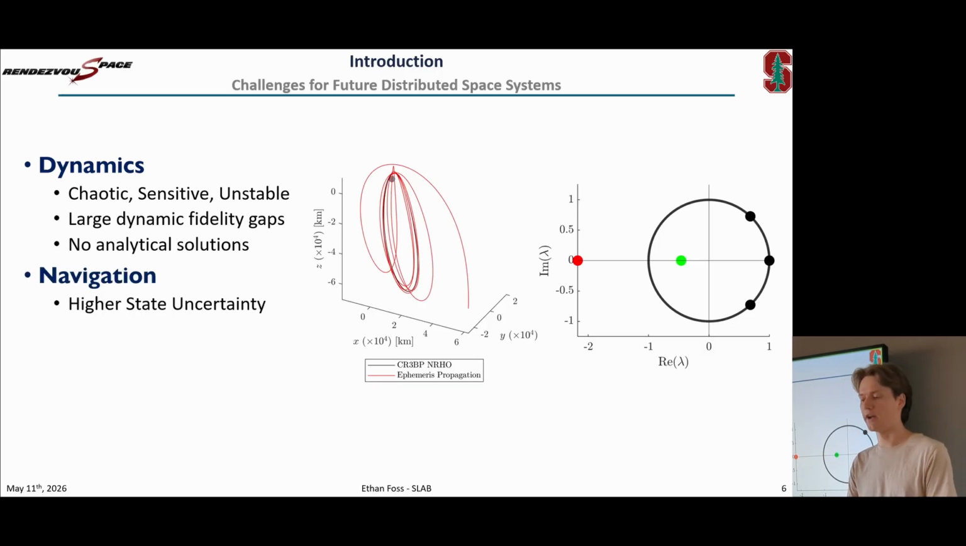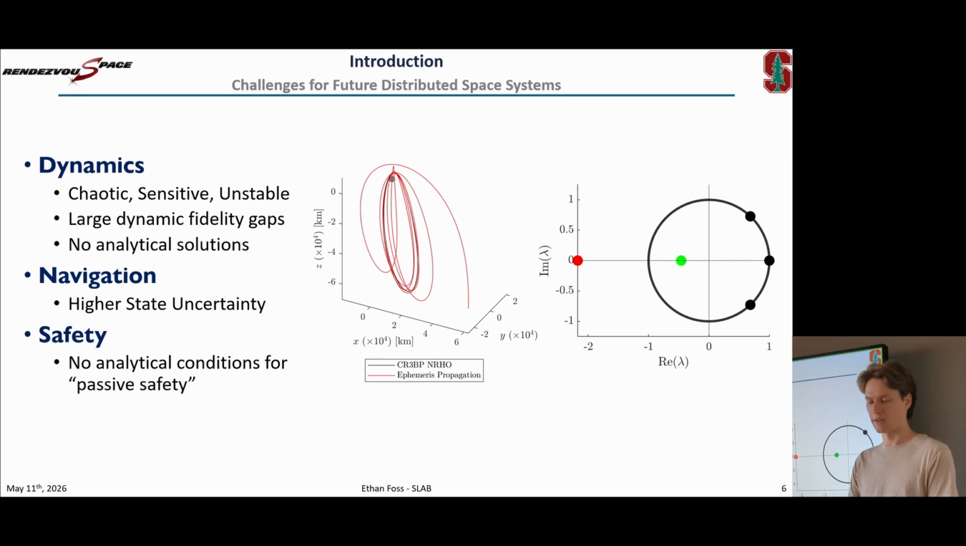Another challenge is the higher navigation uncertainty. This has to be explicitly considered in a lot of control. And the last thing I'll mention is safety. A lot of times for intense formation flight and swarming missions, we desire this notion of passive safety, which guarantees the ability of the mission to work safely. And a lot of times these notions don't exist, and so we have to confront that issue.